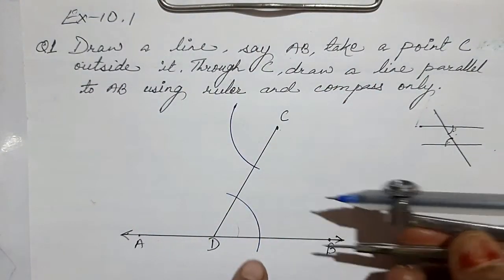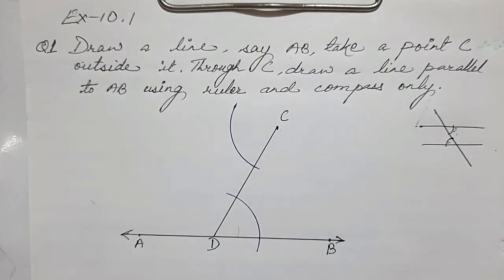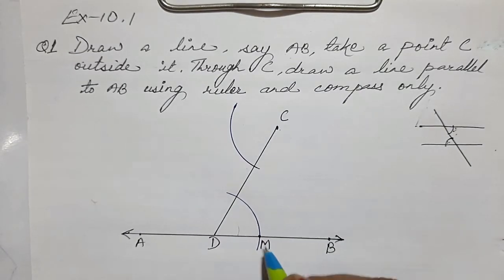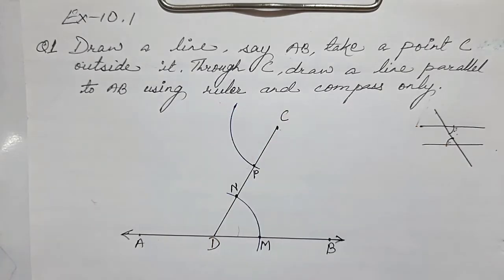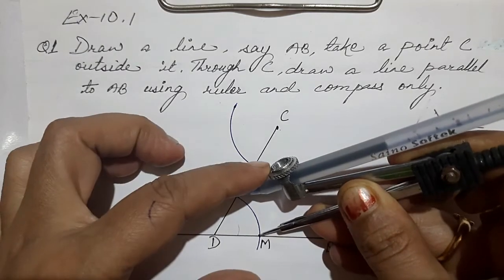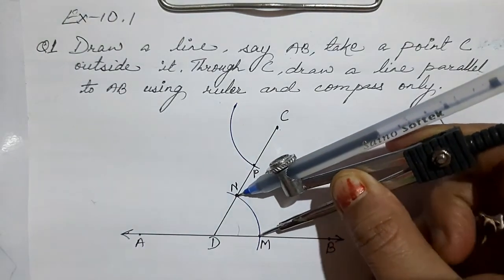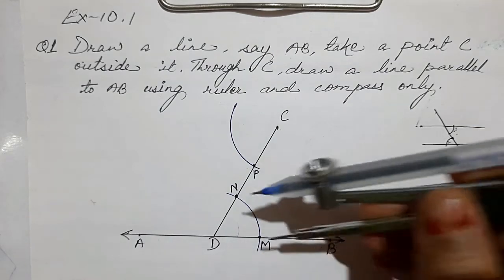Now, to make these angles equal, I will measure these points, say M, N. If I get points, say P and Q, which are equal to MN, then I will get the point which can make a parallel line. So, let us measure MN. I have measured MN. I have kept the needle point at M and my pen point is at N.